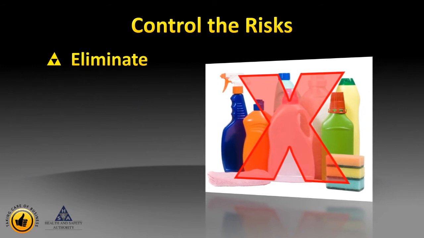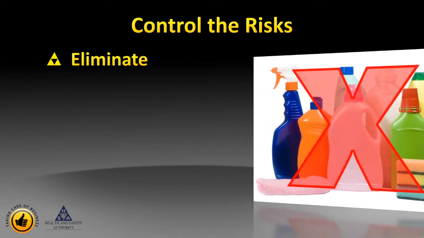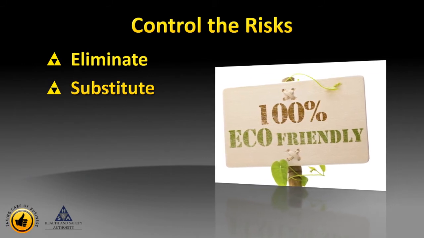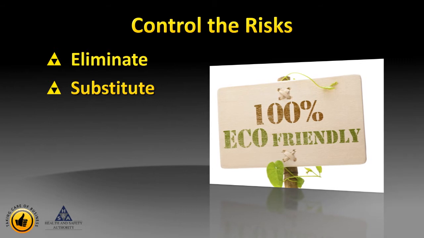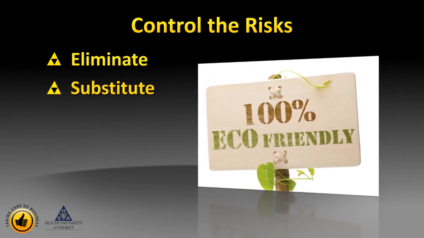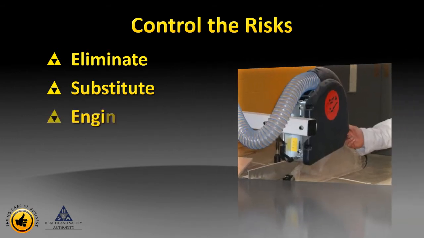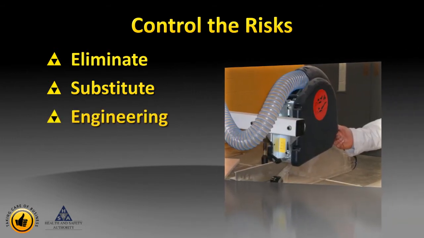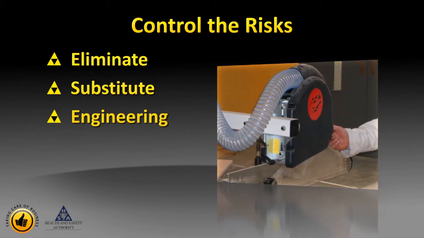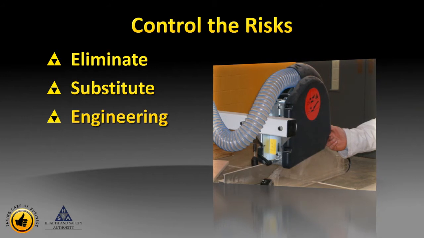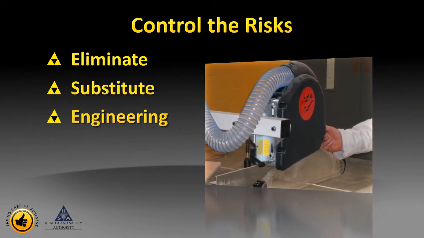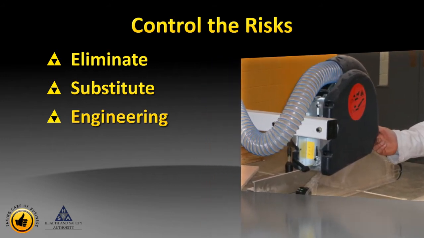If you can't eliminate it, you can't do without the chemical in your workplace, can you substitute it with a less hazardous chemical? If it isn't possible to eliminate or substitute the chemical from your workplace, you will have to take account of the next steps in order to control the risk. Can you engineer out the risk? For example, if you are working with chemicals that produce fumes or dusts, can you install local exhaust ventilation or extraction systems which will remove the chemical from the employee?